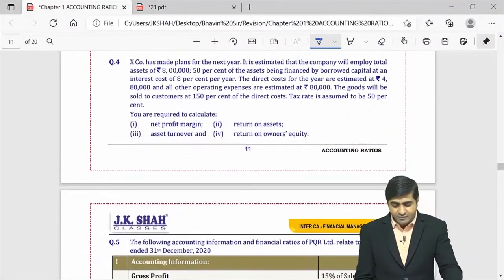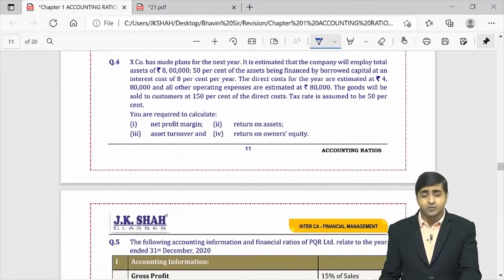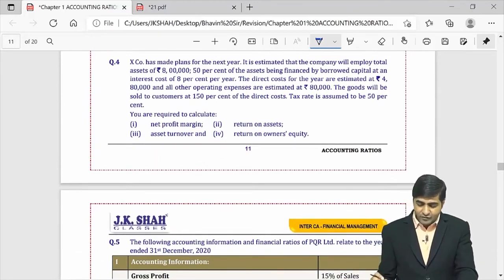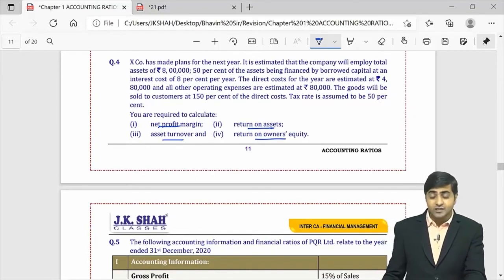Now let's start with question number 4. Question number 4, again a very easy question where we just have to calculate your net profit margin, return on assets, asset turnover ratio, and return on owner's equity.